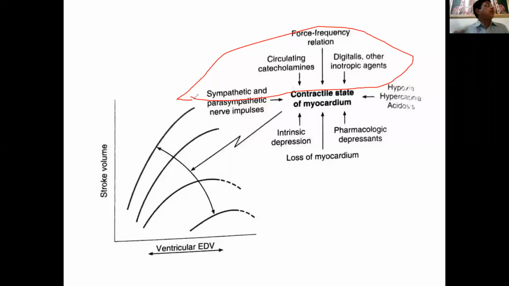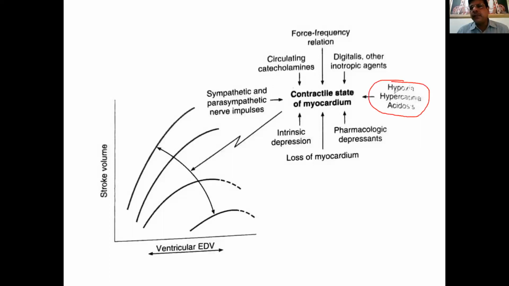Coming to the other side of that circle, hypoxia. I'm not able to make out this arrow in the white background. Anyway, so hypoxia, hypercapnia, and acidosis will decrease myocardial contractility.